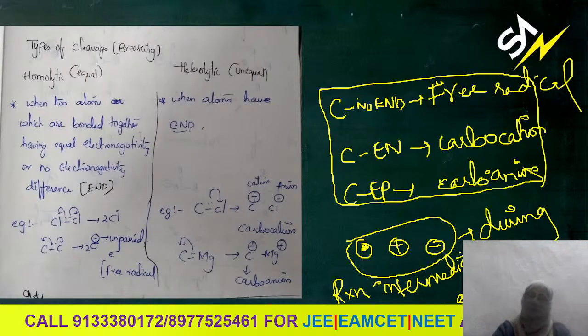Let me tell you that whether it is a free radical, a carbocation, or a carbanion, all these three are unstable. Still, what we have here is the stability order.